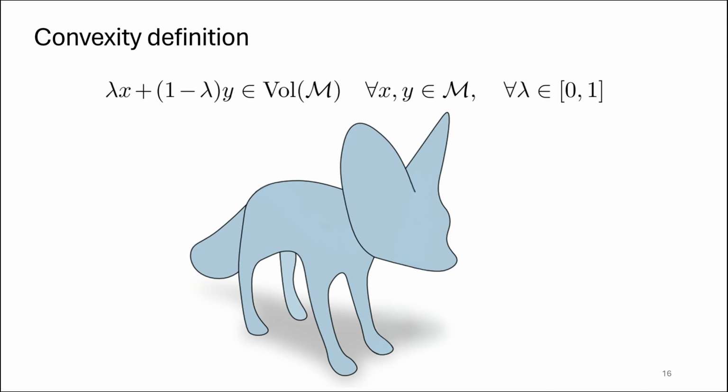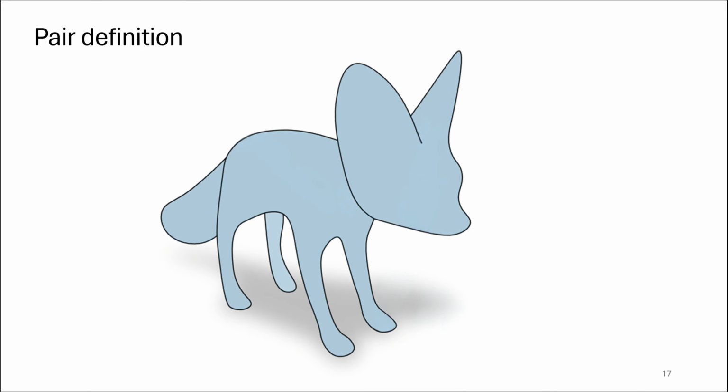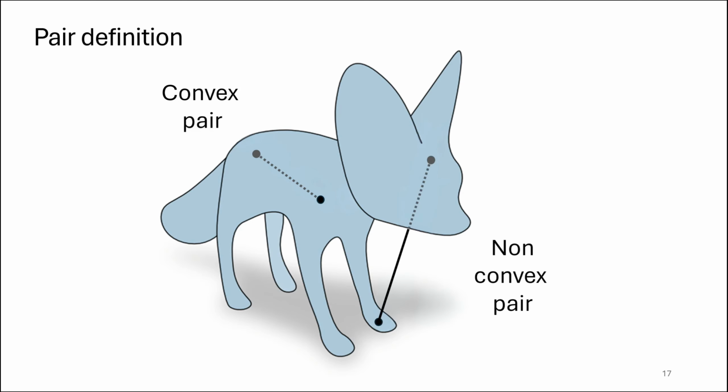Our method is inspired by the classical geometric definition of convexity. A shape is convex if for any two points, the line segment connecting them lies entirely inside the shape, and we refer to this kind of point pair as a convex pair. And non-convex pairs naturally mean point pairs whose line segment passes outside of the shape. And this notion of convex pairs allows us to formulate the convex decomposition algorithm as a discrete optimization problem.